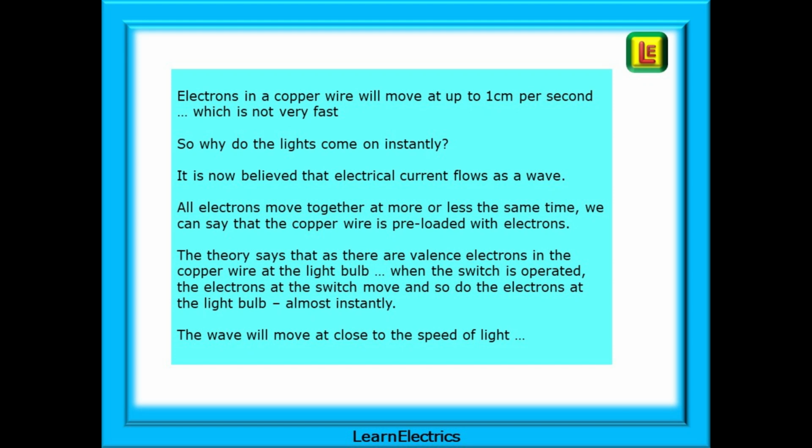And we can say that the copper wire is preloaded with electrons, even with the switch turned off. They just need the instruction to start flowing. The theory says that, as there are already valence electrons in the copper wire at the light bulb, when the switch is operated, the electrons at the switch move, and so do the electrons at the light bulb. Almost instantly, they all move together. And the wave will move at close to the speed of light, not at 1 centimetre a second.